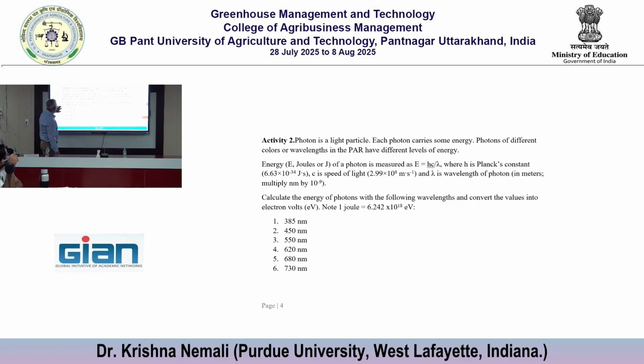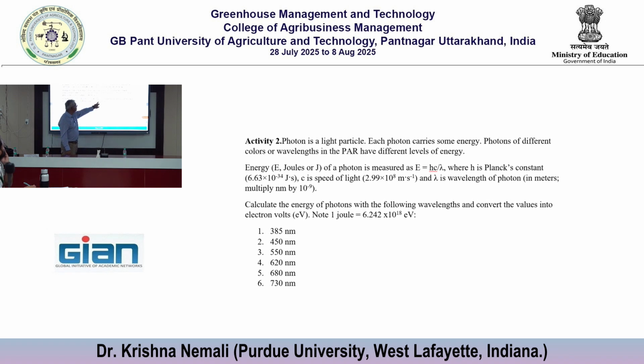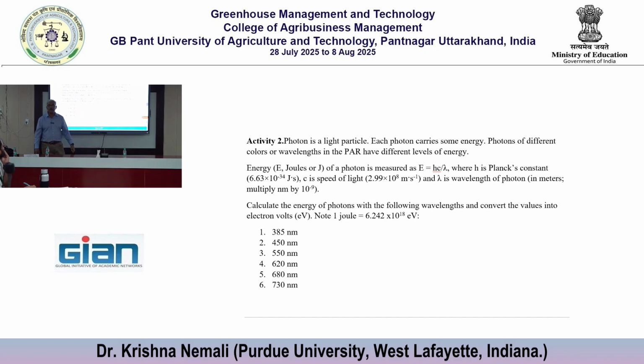I want you to calculate the energy of photons of 385 nanometers, 450 nanometers, 550 and 620 nanometers using that equation. I gave all the information to you. But the most important thing is, you see here, calculate the energy of photons with the following wavelengths and convert the values into electron volts, eV. 1 joule is equal to this many electron volts. So it's just a little math problem.